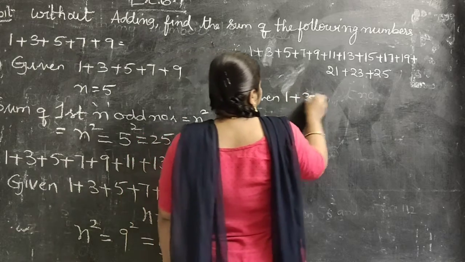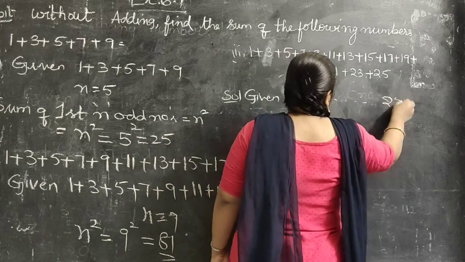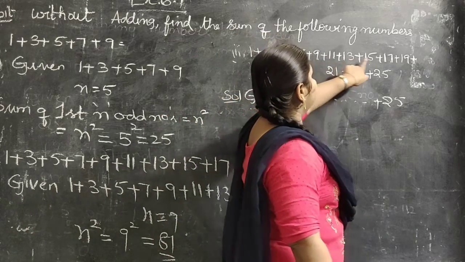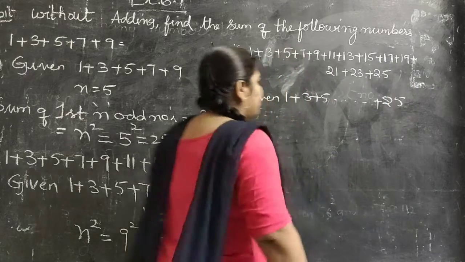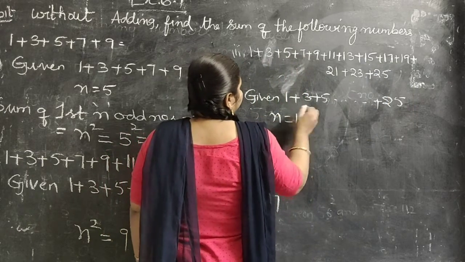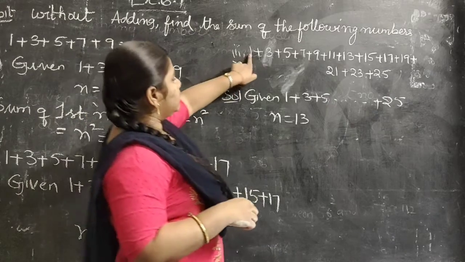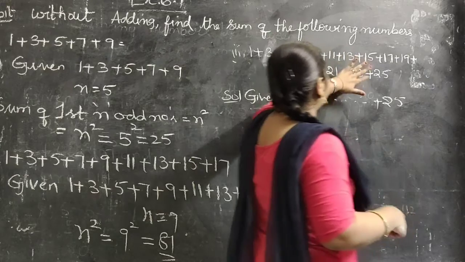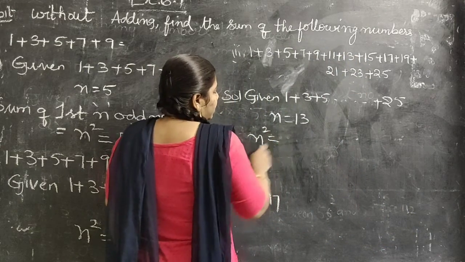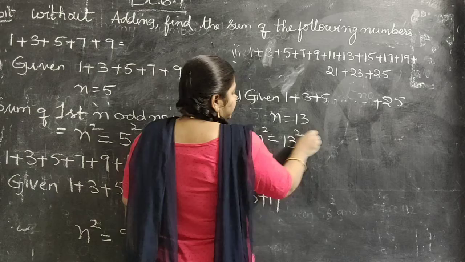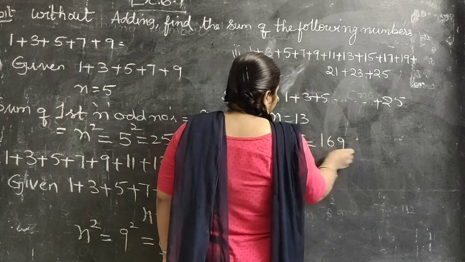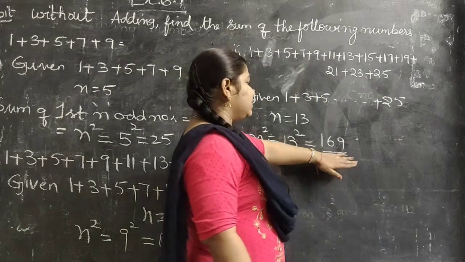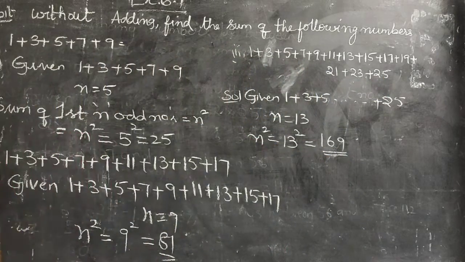Given 1 plus 3 plus 5 plus so on up to 25. So how many odd numbers are there? 1, 2, 3, 4, 5, 6, 7, 8, 9, 10, 11, 12, 13 odd numbers are there. So n value will be 13. These numbers are also starting from the first number, so the sum of first n odd numbers formula is n square. So n value is 13. 13 square is nothing but 169. So if you add all odd numbers from 1 to 25, you will get the sum as 169.